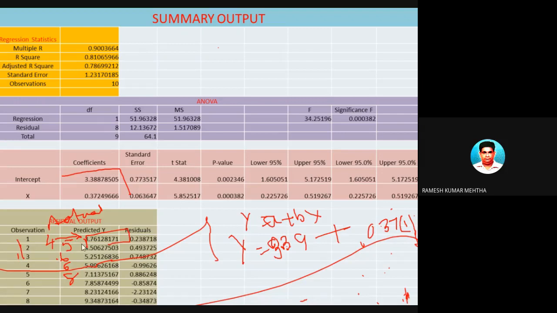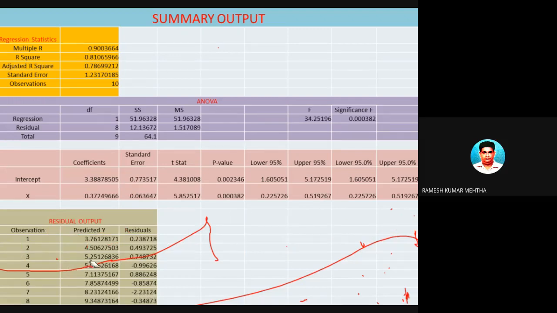So if you look carefully, what was the predicted marks? The predicted marks were 3.76, and what was the actual marks? 4. In the second case, the predicted marks were 4.5 and the actual marks were 5. In the third case, the predicted marks were 5.25 and the actual marks were 6. So they are almost nearer.